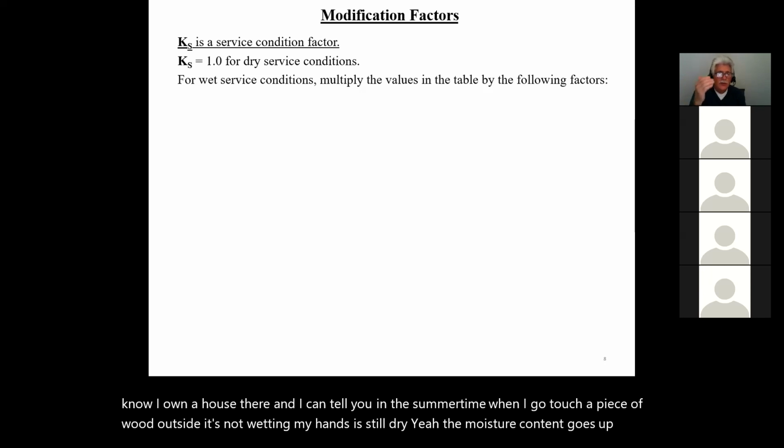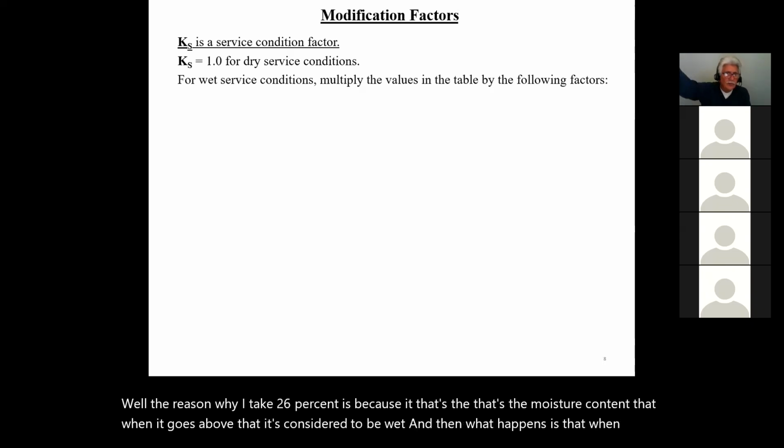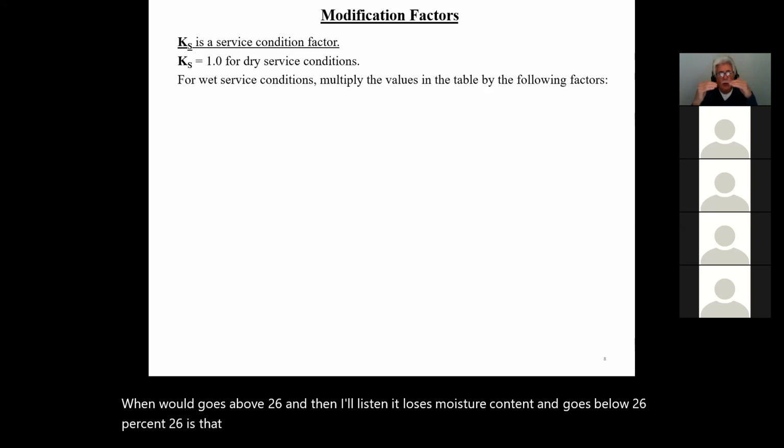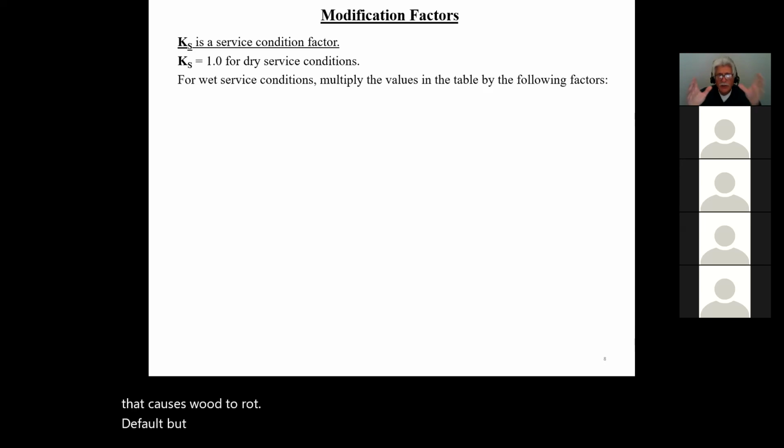The reason why I take 26% is because that's the moisture content that when it goes above that, it's considered to be wet. And then what happens is that when wood goes above 26%, and then all of a sudden it loses moisture content and goes below 26%, that's the threshold that causes wood to rot. You follow? But that's got nothing to do with strength.